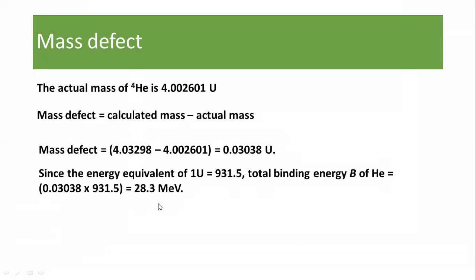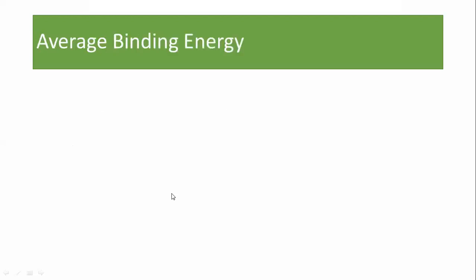Actually, this binding energy is the energy which binds the nucleons, these two neutrons and two protons, within the nucleus. That's why, even though the protons have positive charges, they are stable in the nucleus due to this binding energy. Now, another important point is to calculate the average binding energy.